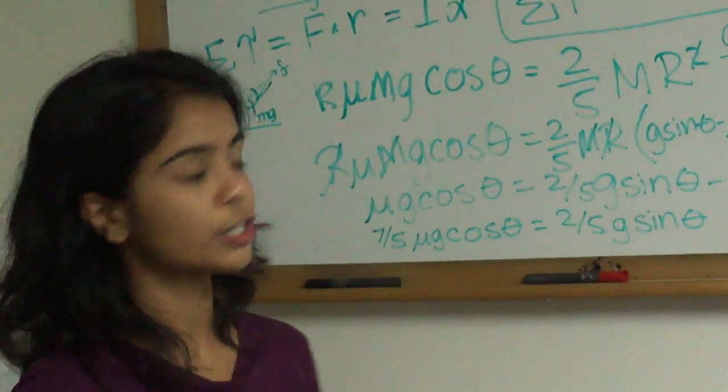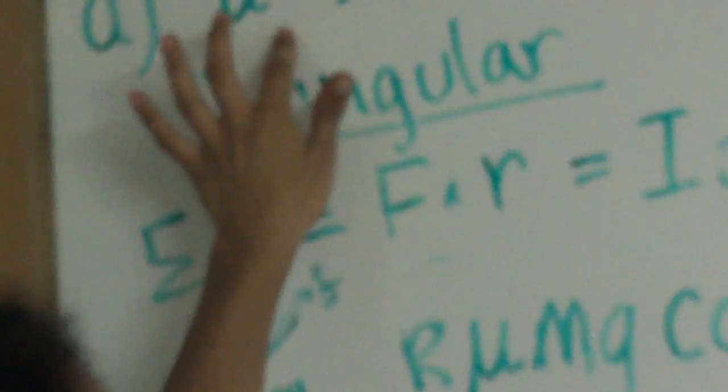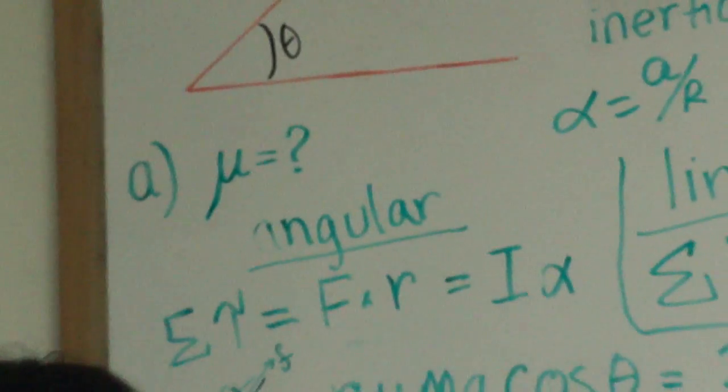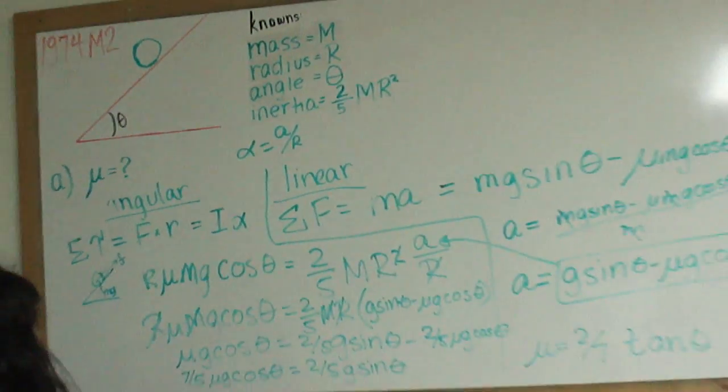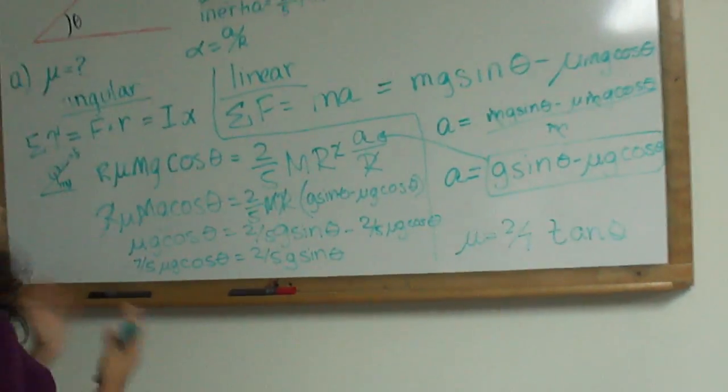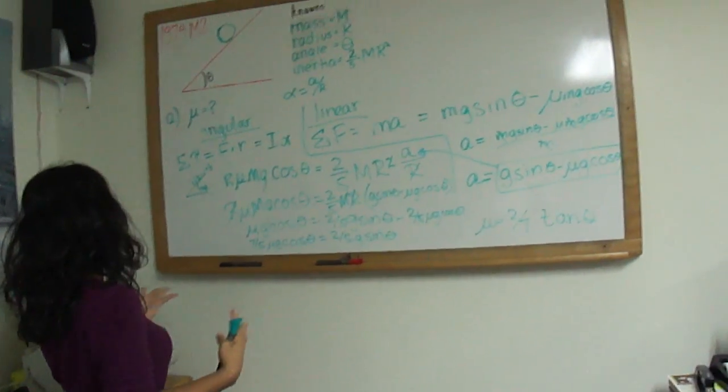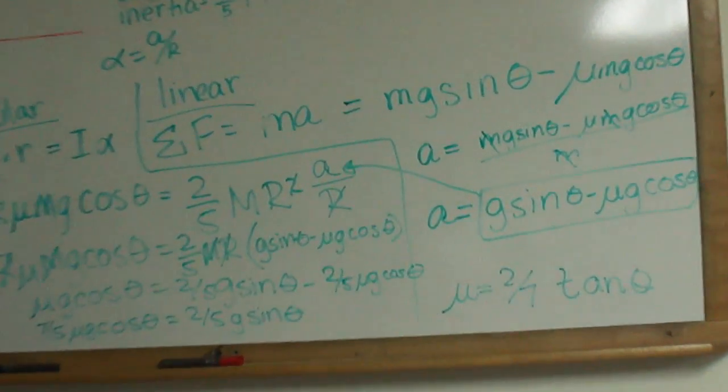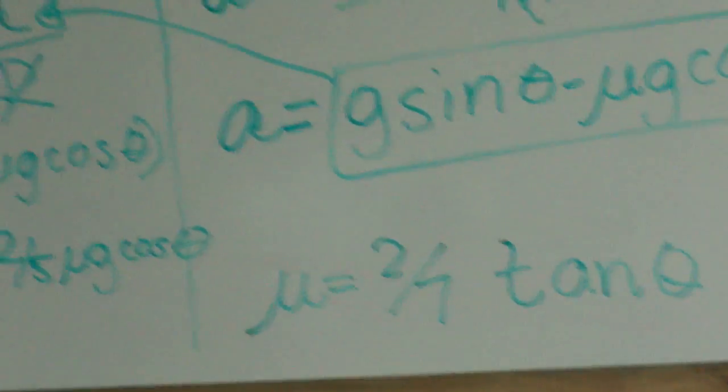But we're not finished. There's a part B. Part B simply wants to know if mu were 0, would the speed of the sphere at the bottom be greater, smaller, or the same as in part A? And then they want us to explain our answer.